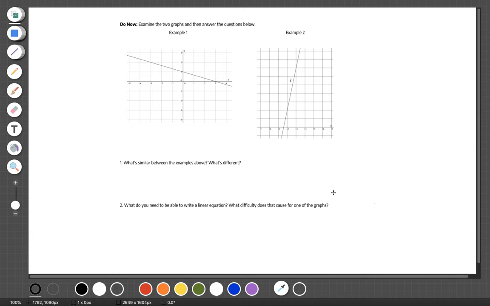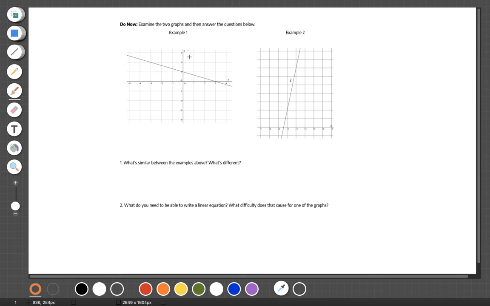All right, this is just going to be a recap for the do now. So, first question was what's similar between the examples above and what's different? So again, don't think outside the box for stuff like this too much. I'm obviously not looking for anything that you don't already know about these. So let's just be obvious. What is the same about these two?